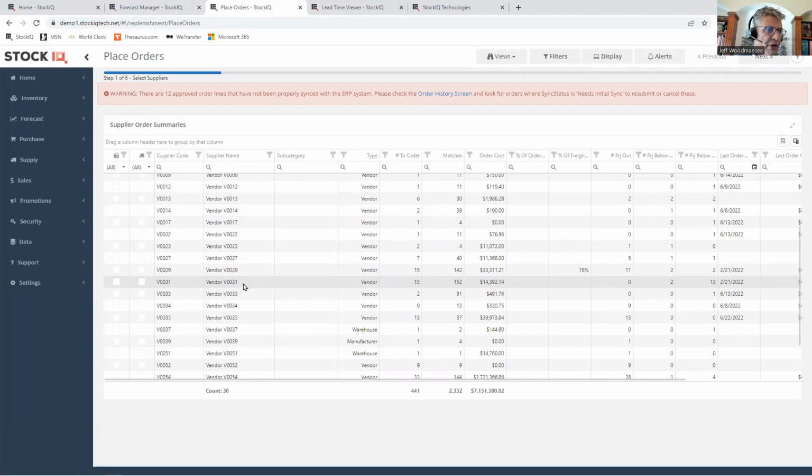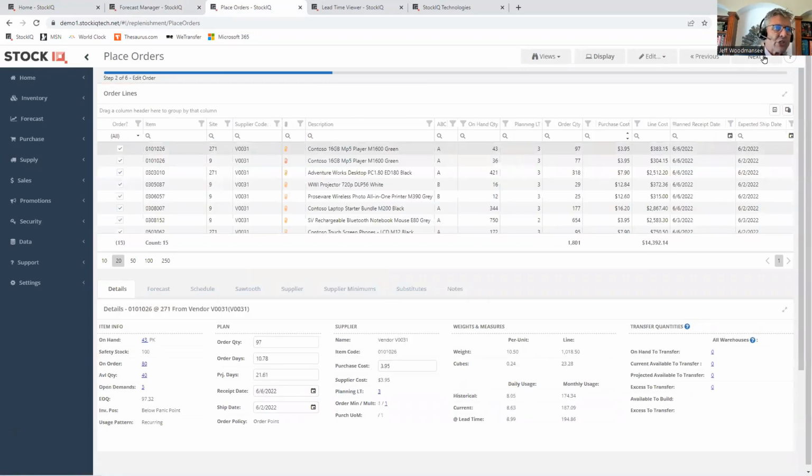So I'm going to choose vendor 31. It's suggesting that we buy 15 items out of a possible 152 that we ever buy from them. And the total is close to 14,500 if we follow the suggestion exactly. So if I move on to the next step in the process to create this purchase order, we'll get a variety of information in here, including the item, the site, the supplier name, a description of the product, our current on-hand balance, the lead time, and then finally the quantity that is being suggested.